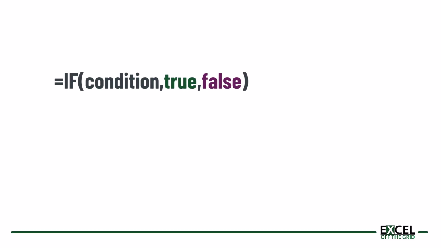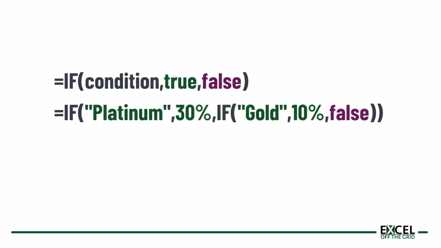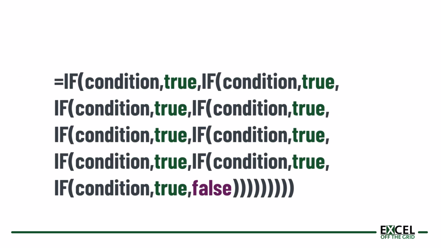Where we have lots of different possibilities, nested ifs become a big problem, because an if can only have two outcomes, a true or a false. But in our scenario, we have three outcomes: platinum, gold or basic. Now imagine if we had 10 outcomes. That nested if is going to become exceptionally complex. But Microsoft have given us a different function to use in this scenario, and that is the ifs function.